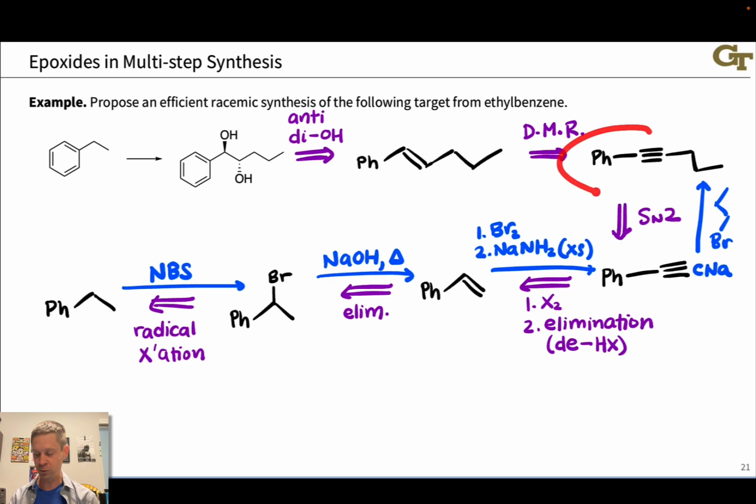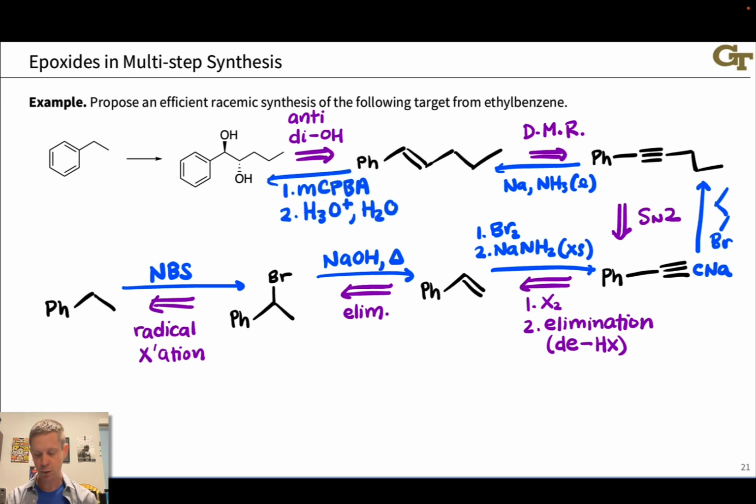This takes us right to the internal or substituted alkyne, which we can hit with dissolving metal reduction conditions. That's sodium metal in liquid ammonia. That gives us the trans alkene. That geometry is important if we're going to do anti-dihydroxylation, right? This geometry is what leads to this geometry in the final diol, and the anti-dihydroxylation conditions is where we see the epoxide coming into play. We could, for example, use MCPBA followed by opening in acid to generate the trans or anti-diol. So each step here is going to work as advertised.